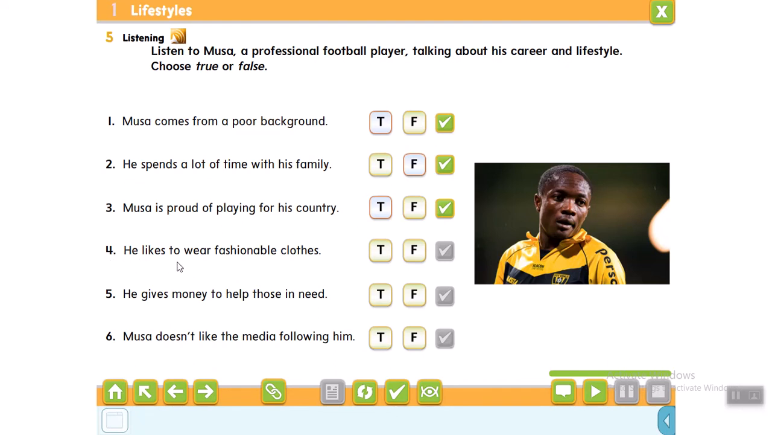Number 4. He likes to wear fashionable clothes. It's true. Number 5. He gives money to help those in need. True or false? Yes, it's true also. Number 6. Musa doesn't like the media following him. He said at the end of his speech that he hates that. So yes, it's true. So number 1 true, 2 false, 3 true, 4 true, 5 true, and 6 also true.